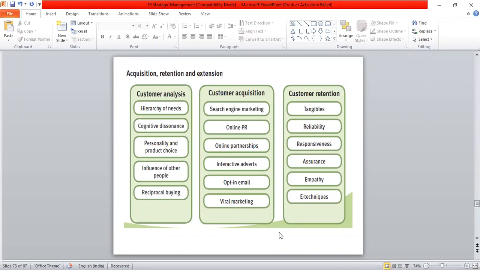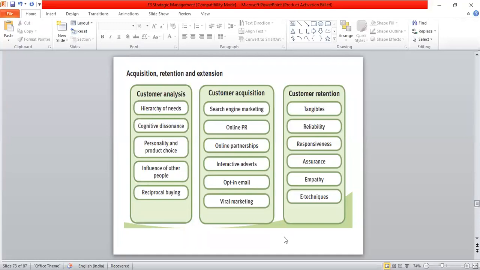Then after acquiring the customers, they have to be retained. Retention is very important, because that's how they can ensure their market share even in the future. It is not a one-time sale, not a one-time purchase from the customer, but the customers should be repeat customers. They should be loyal customers of the business. They should come back again and again.